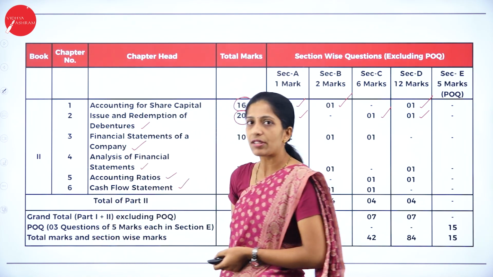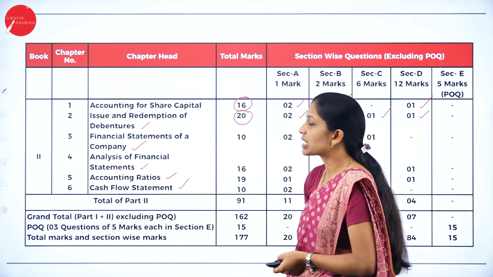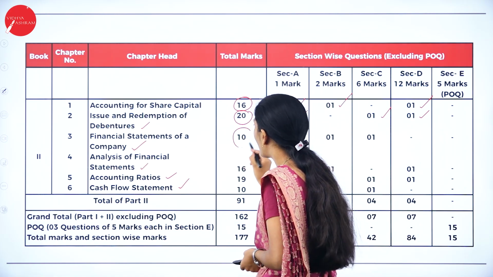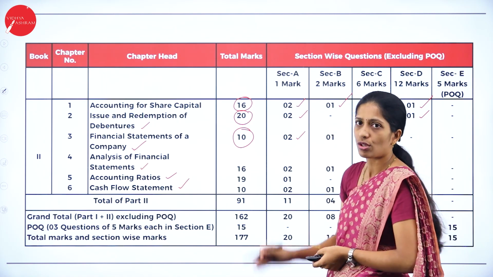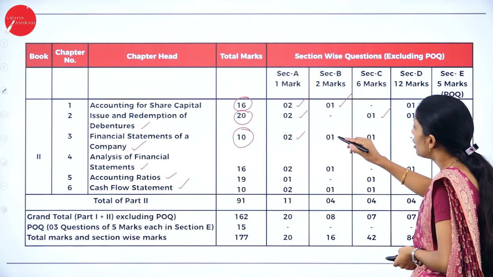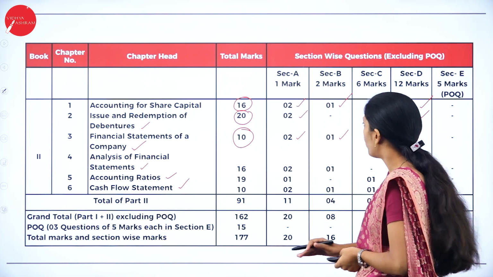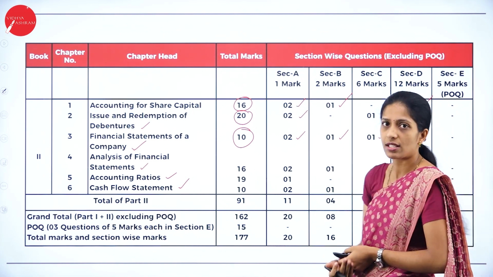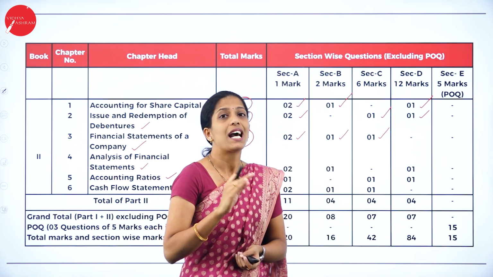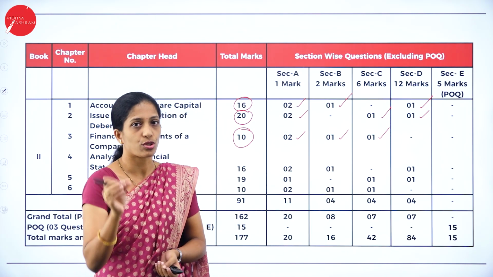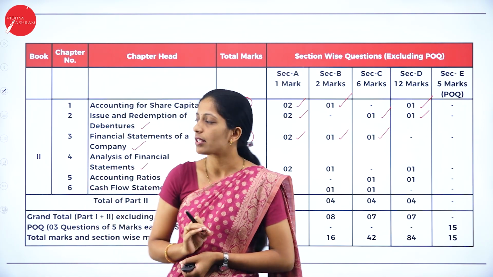Coming to the next chapter, third, Financial Statements of a Company. The total weightage is 10 marks here. You can expect 2 questions of 1 mark, 1 question of 2 marks, as well as 1 question of 6 marks. So the total weightage is 10 marks here.